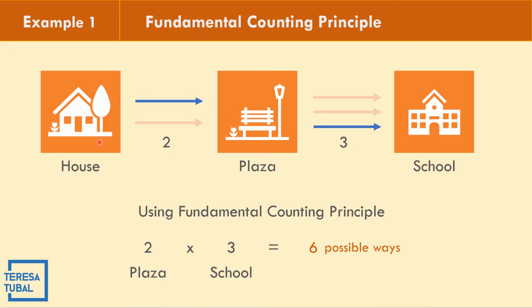If we try the second route going to plaza, so second route going to plaza and then first route going to school, fourth. Second route going to plaza and then second route going to school, fifth. And then second route going to plaza and third route going to school, sixth. As you can see, we have 6 possible ways. If we use the fundamental counting principle, that is the same. 2 times 3, the answer is 6 possible ways.